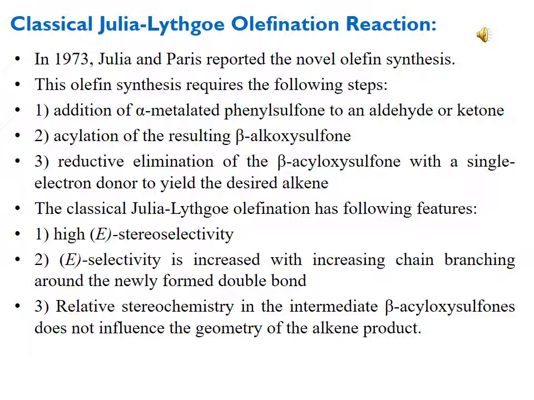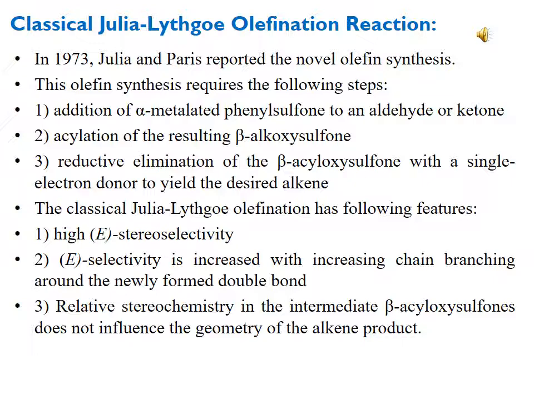through elimination. The third step is the reductive elimination of the beta acyloxy sulfone, in which the acyloxy group is removed from the sulfone by a single electron donor species, or we can say SET, single electron transfer species, and we get the desired alkene.